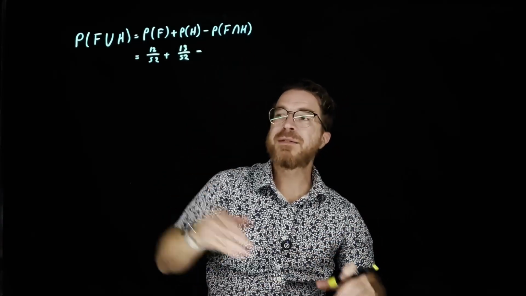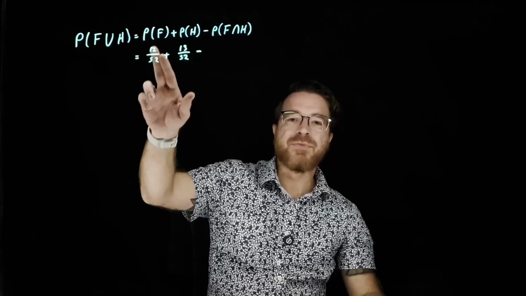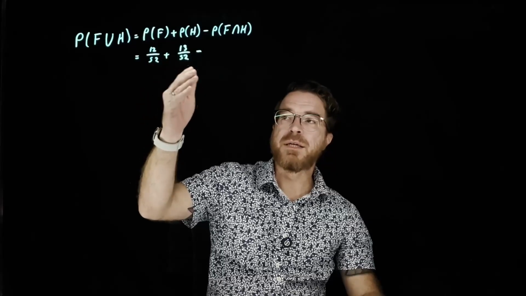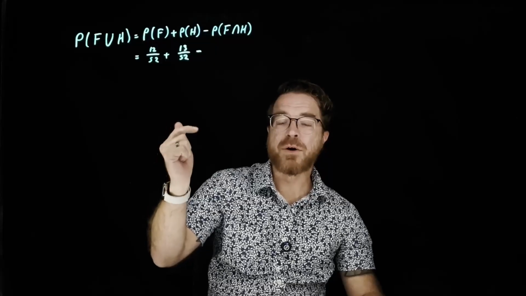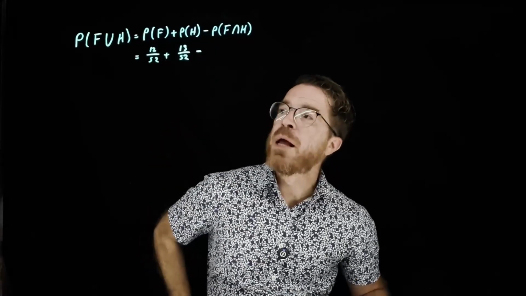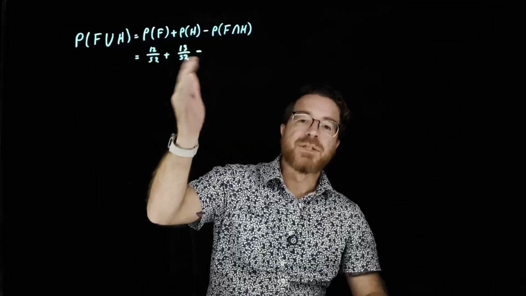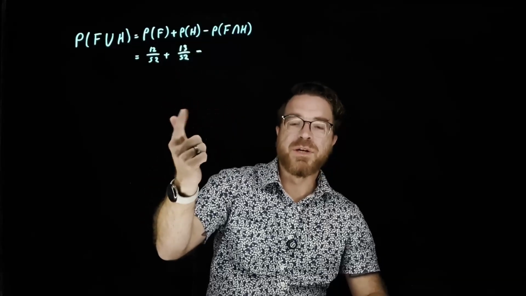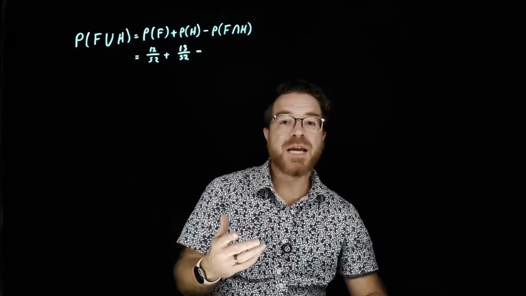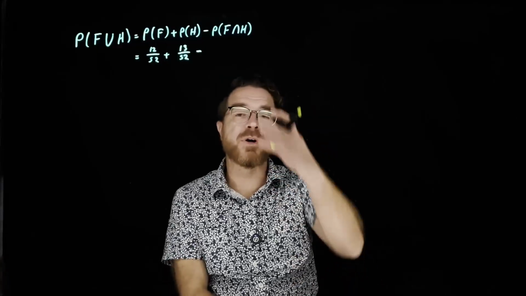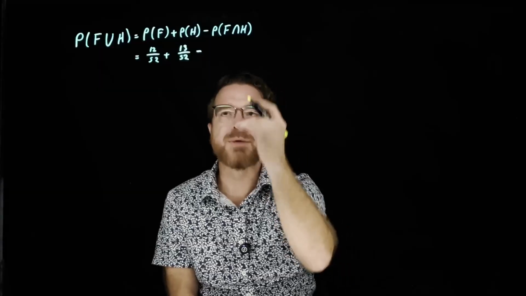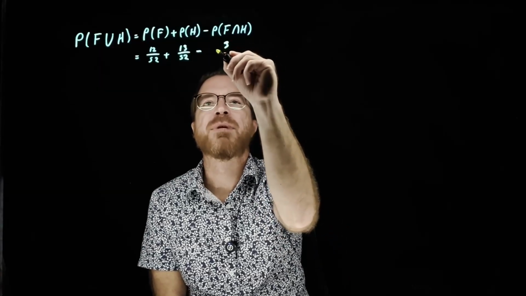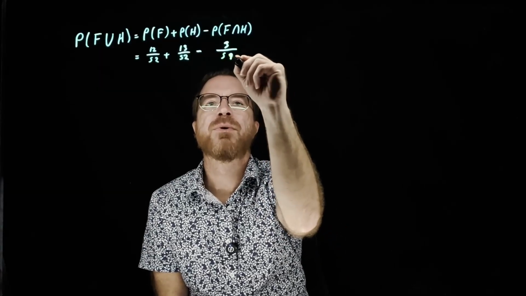And this is because whenever we counted the face cards, we got all the different face cards, including the Jack of Hearts, the Queen of Hearts, and the King of Hearts. When we did the hearts, this also included the Jack of Hearts, the Queen of Hearts, and the King of Hearts, meaning we've double counted that. So we have to look at how many cards are both a face card and a heart, which I just listed twice, so it's going to be 3. So this is going to be 3 out of 52.